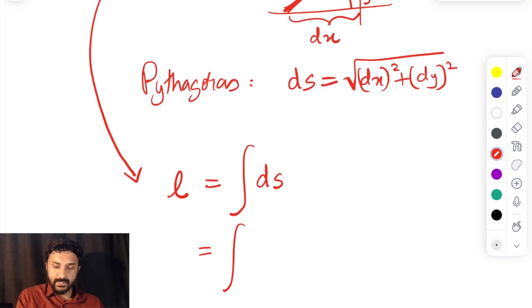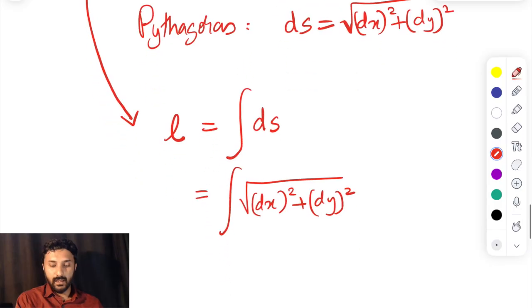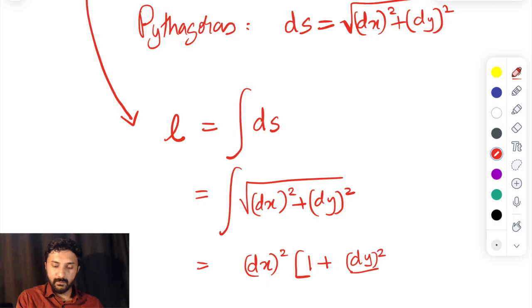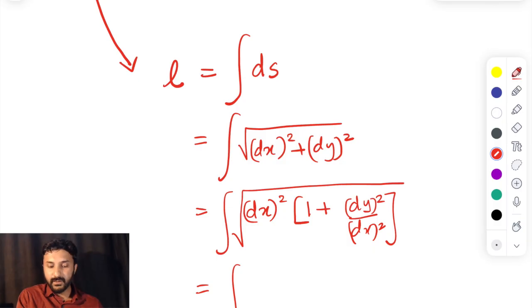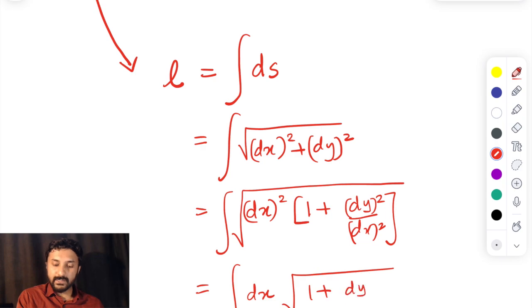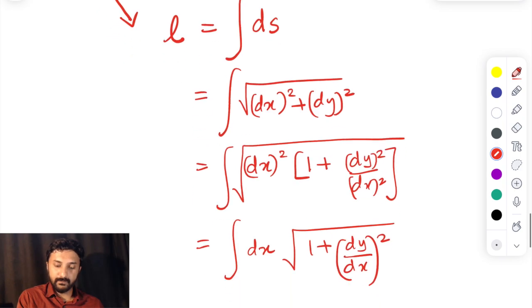But then ds, we have just found out, can be written in terms of dx and dy in this form. Let us take dx as a common factor. We get 1 plus dy squared by dx squared, all of it under a square root, and then the dx can be brought outside the square root, and this can be looked at as just 1 plus dy by dx whole square.